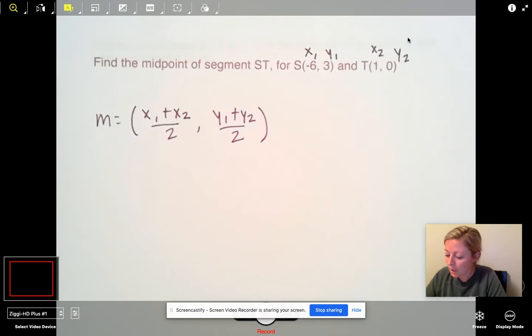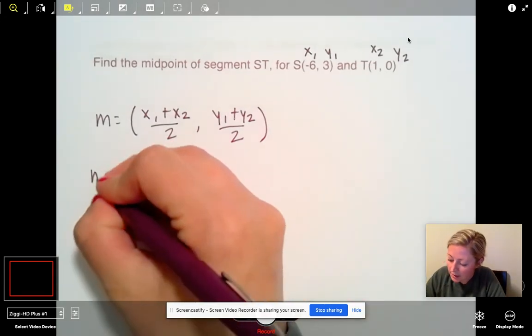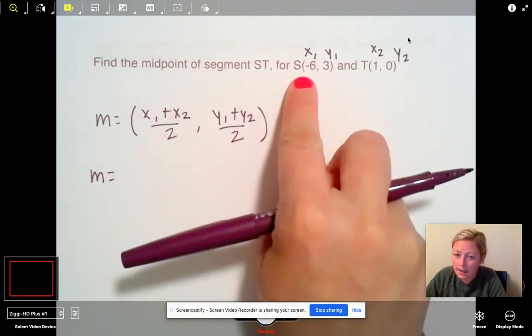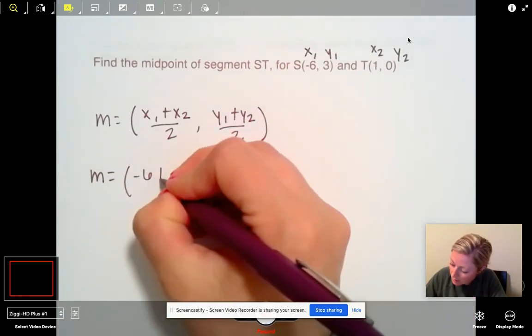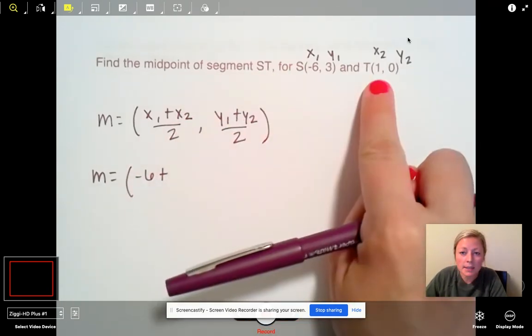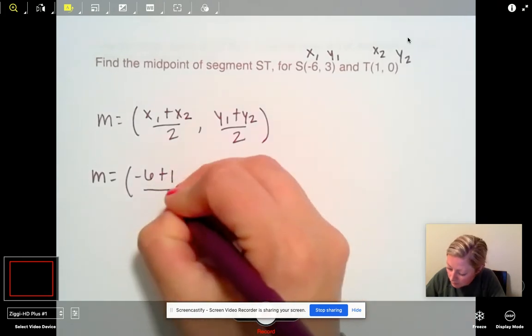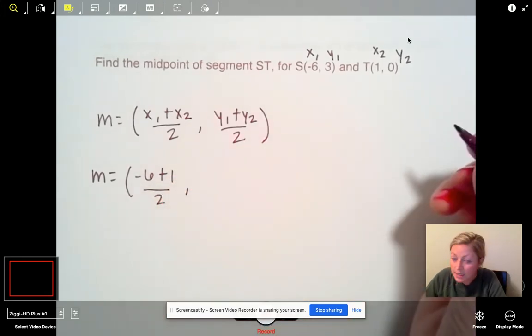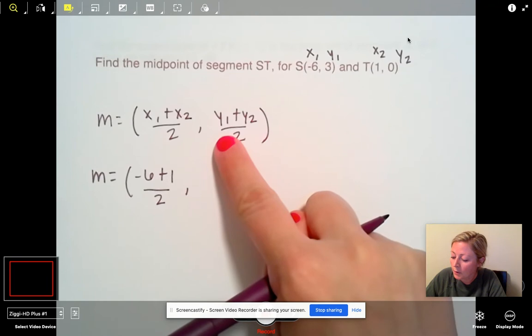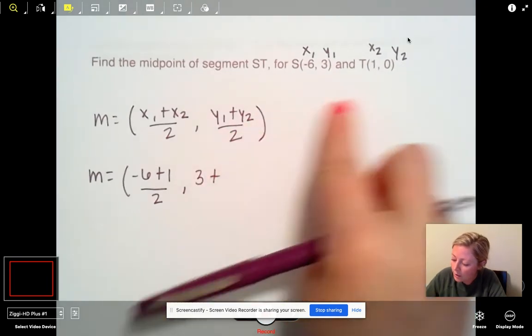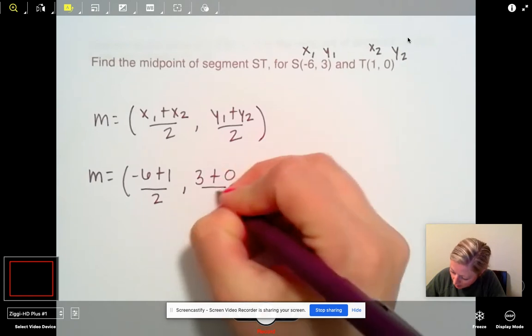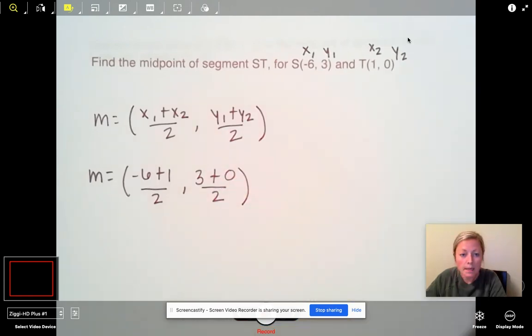Okay, so we're going to plug in. What did I label as my x1? Well, we labeled that as -6, plus my x2, we labeled that as 1. And now same thing with our y's. What did we label for our y1? 3. Plus our y2, 0, all over 2. And now we just simplify.